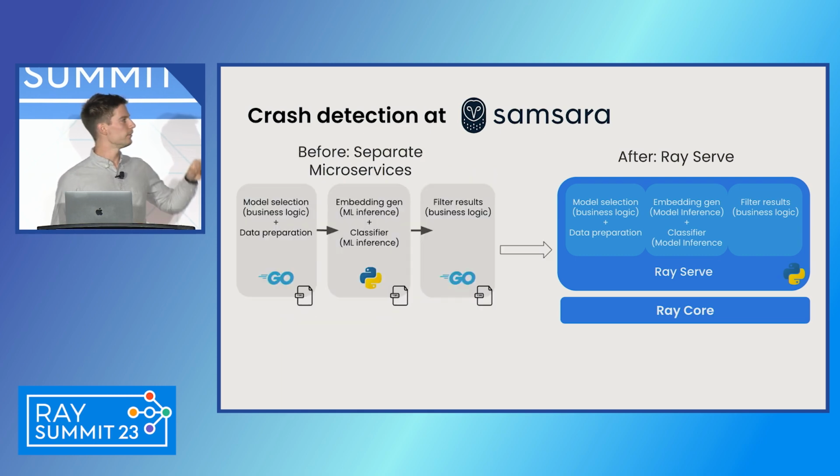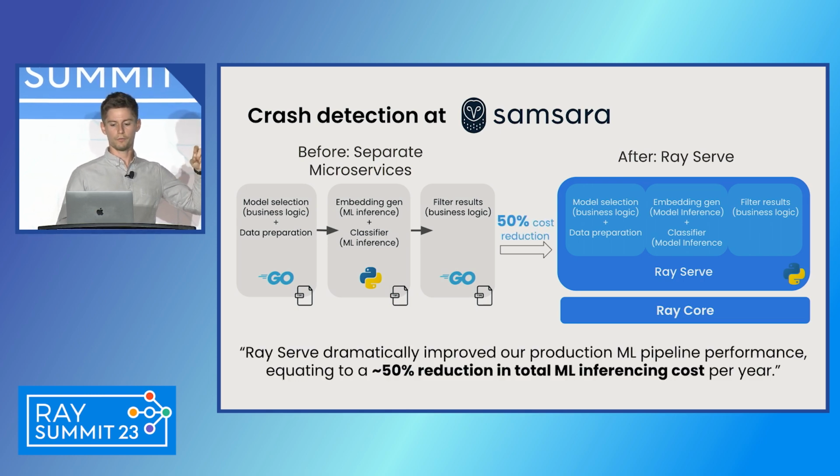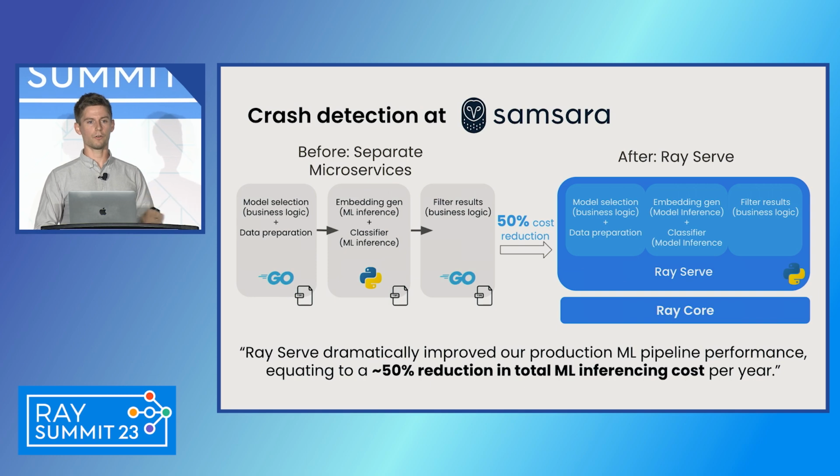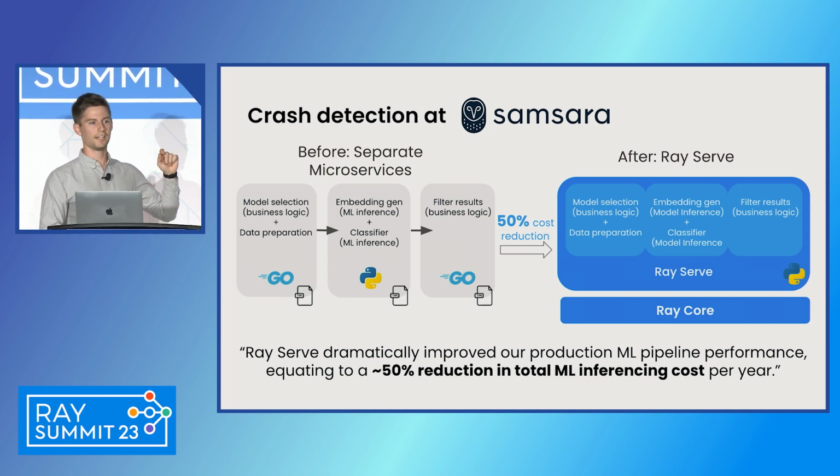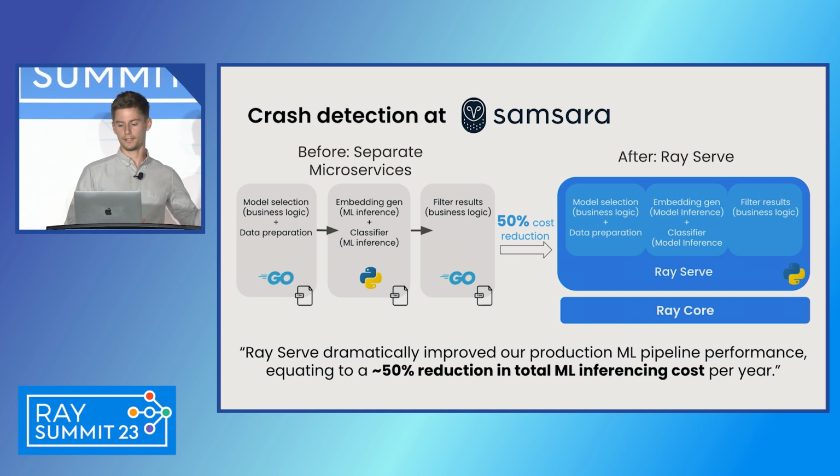So overall, moving from this model microservices solution to Ray Serve netted them over a 50% reduction in total ML inferencing cost per year. And this is not even including the benefits in operational overhead that I mentioned. This is just the hardware cost.